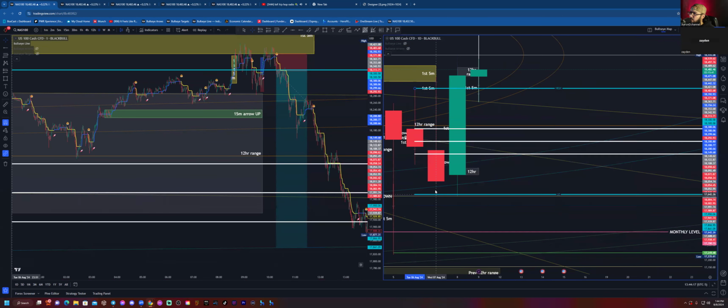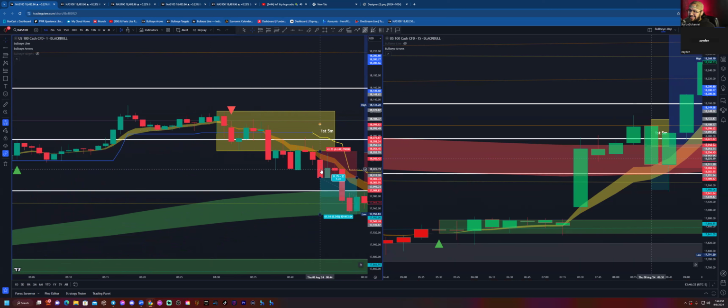Because we broke beneath the first 5 minute, we came back into it, and then we fell out of it again. I got a signal to buy. Got a signal to sell. So we sold. All right. And we're targeting, I would say, the bottom of this green cloud on the 1 minute time frame. That's about 50 points. That's a 1-to-1.